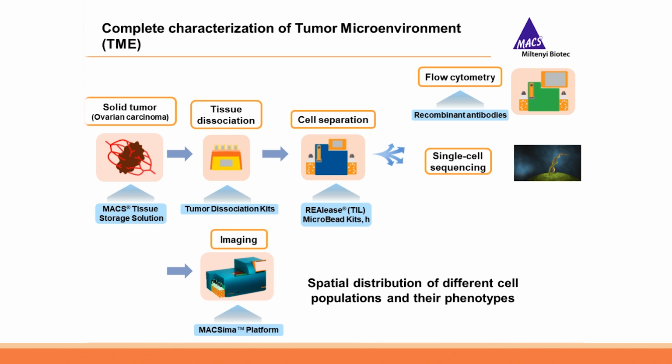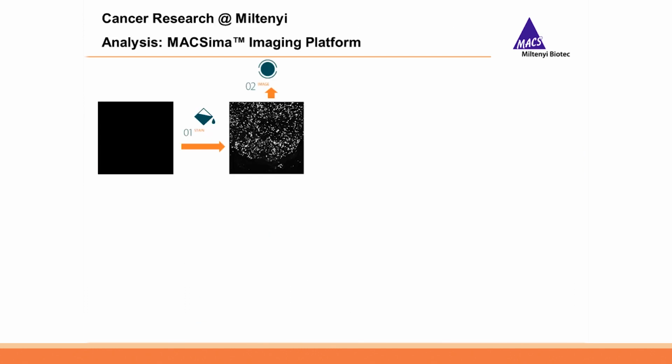In order to do that, before tumor dissociation, we collected a small tissue section and used our Maxima platform, which allows the staining of hundreds of markers in a single sample. It uses the principle of an iterative staining process conducted by the Maxima imaging platform in a completely automated manner.